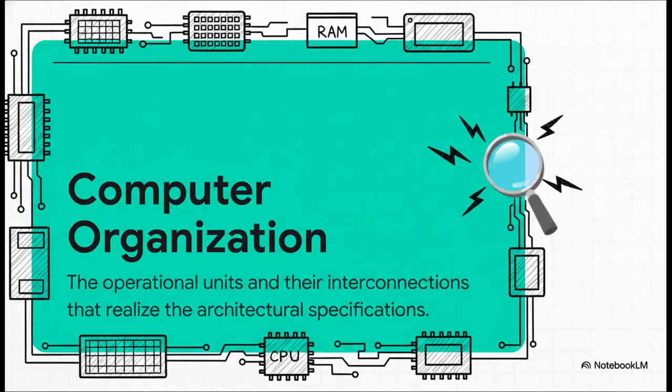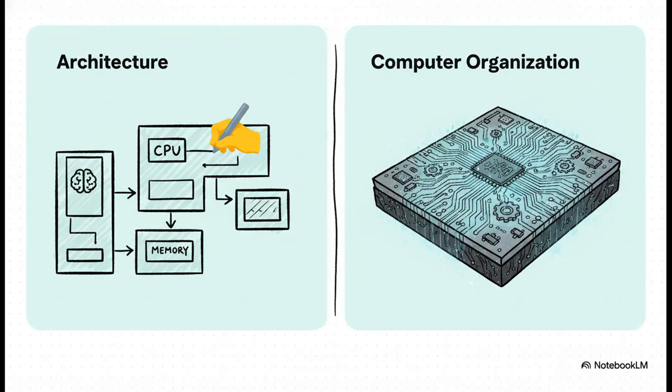And then you've got computer organization. This is the contractor's job. This is all the nitty-gritty hardware that actually brings that blueprint to life. We're talking about the specific memory chips they use, how everything is wired up, the control signals zipping around, all the stuff a programmer thankfully never has to see. So there you have it. Architecture is the what, and organization is the how. The logical plan versus the physical build.